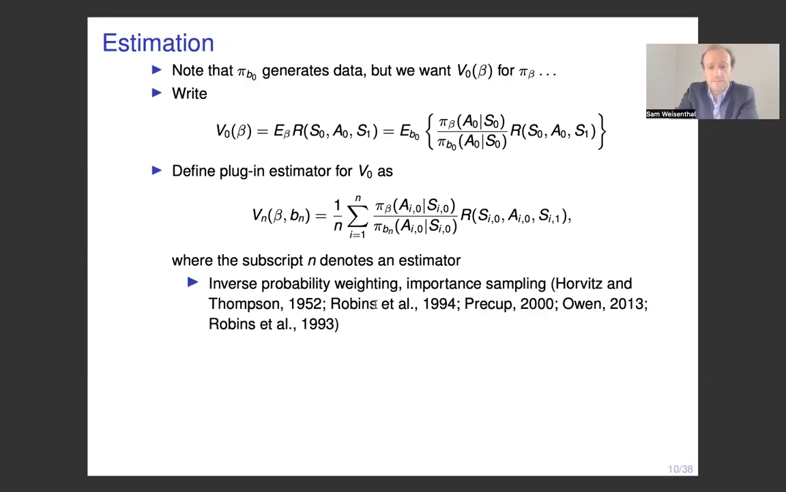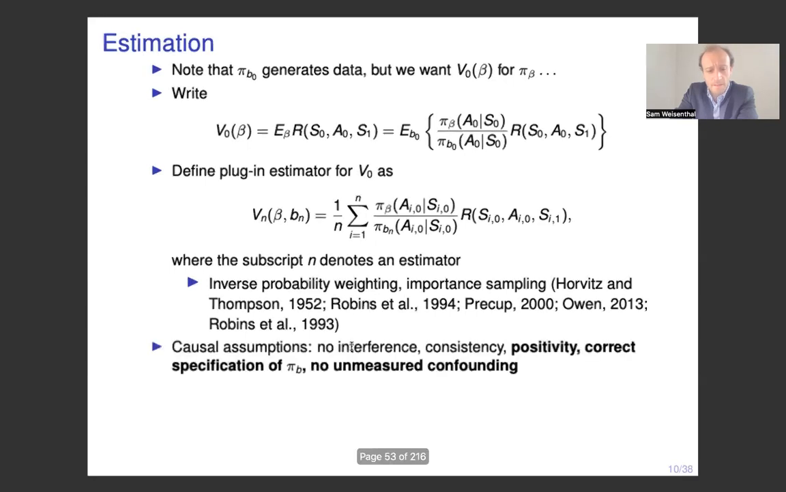This is known as inverse probability weighting or importance sampling, and it has other names too. It's been studied extensively in the causal inference literature, the econometrics literature, the offline reinforcement learning literature, and the statistical Monte Carlo literature, for example. Here we are identifying this quantity in terms of distributions that we can estimate based on the observed data. But there are ways to formulate this in a causal framework, and we will just mention the causal assumptions that are at play here.